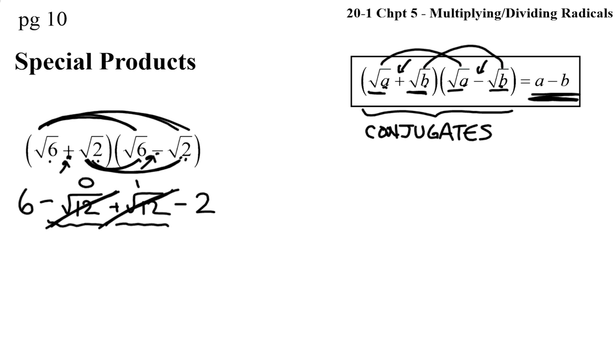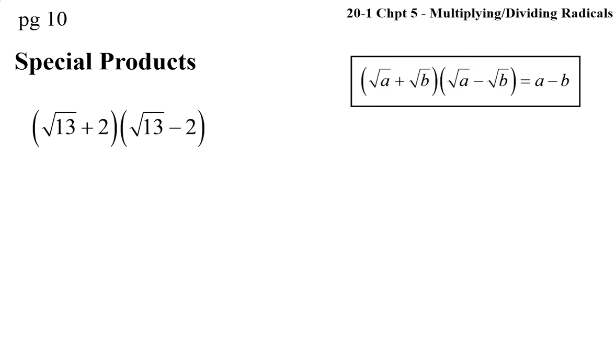The OI, outer, inner, of FOIL, when you have conjugates, will always cancel out, and we're left with 6 minus 2. Our 6 subtract our 2, just like the rule says. And we finish with 4. Those OIs will always cancel out and just leave you with your A subtract B. Nice, easy, and this is going to be important in the next lesson.